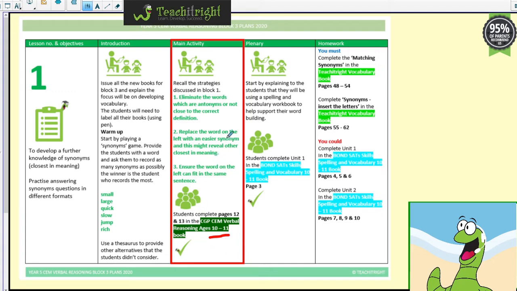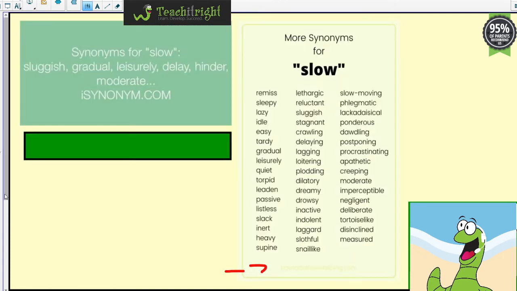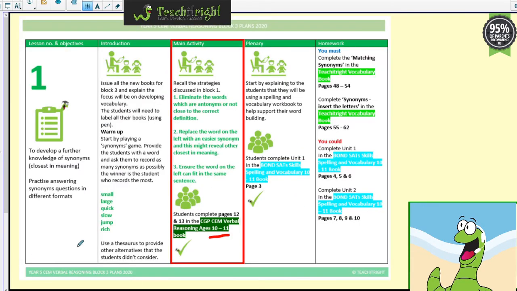Remember, the general strategy is eliminate words that you know are wrong. So if, for example, you're doing synonyms and you spot an antonym, cross it out, eliminate it. Replace the word on the left, the word they gave you, with an easier synonym, because that might come up with an answer. So, for example, if they've given you torpid, that's a toughie, you might instead in your mind be thinking, okay, they mean slow. So can I think of synonyms for slow? That process of simplifying is a lot easier.